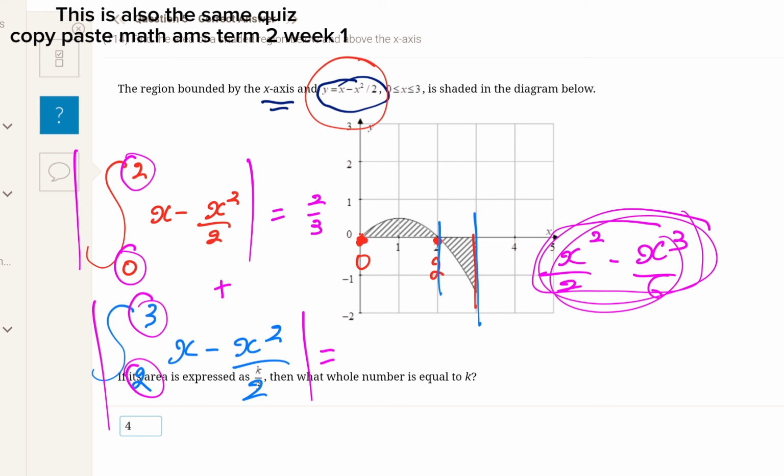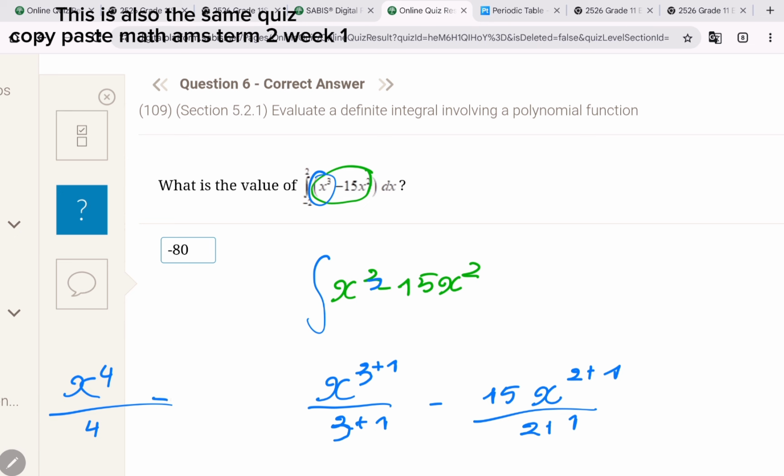So it will be x to the power of 2 plus 1 over 2 plus 1 minus 15x to the power of 2 plus 1 over 2 plus 1. Sorry, this is 3 actually, 3 plus 1 over 3 plus 1. Good thing I noticed. So what would I get? I would get x to the power of 4 over 4 minus 15 over 3, that's going to be 5 x to the power of 3. So this is, after I do my integration, what I get as an answer.